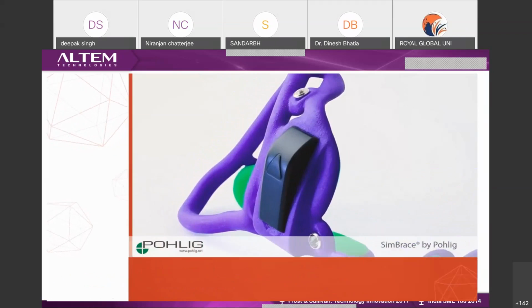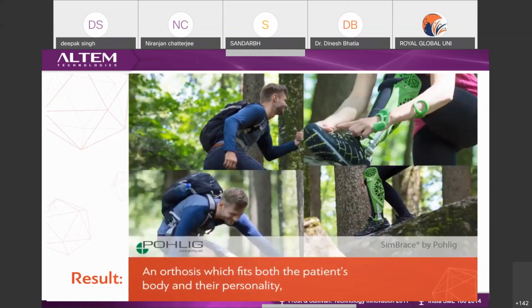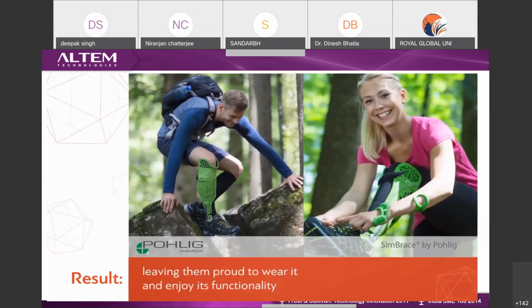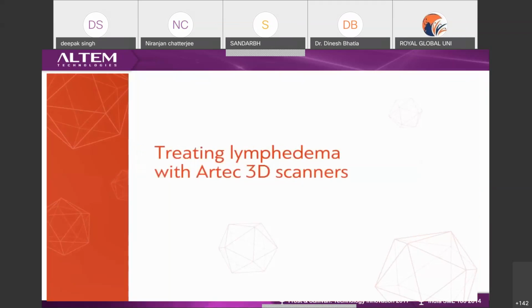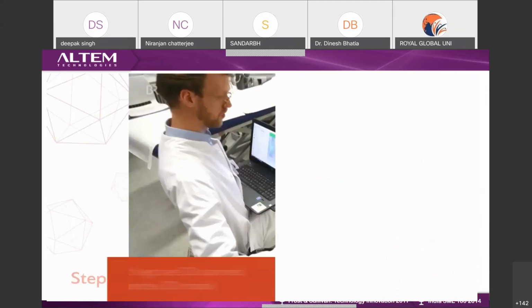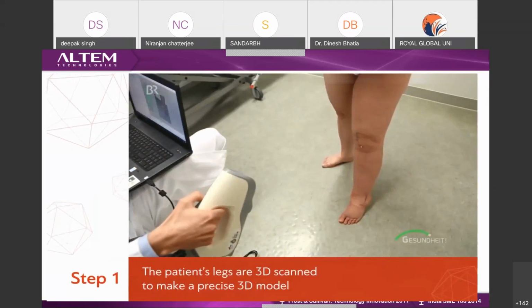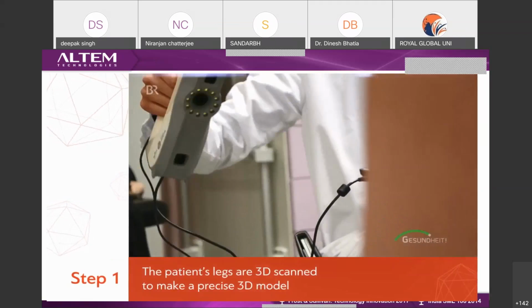So you can see there are so many different orthosis applications where customized fit, customized body gear has been made. Now this 3D scanner is basically being used to understand.